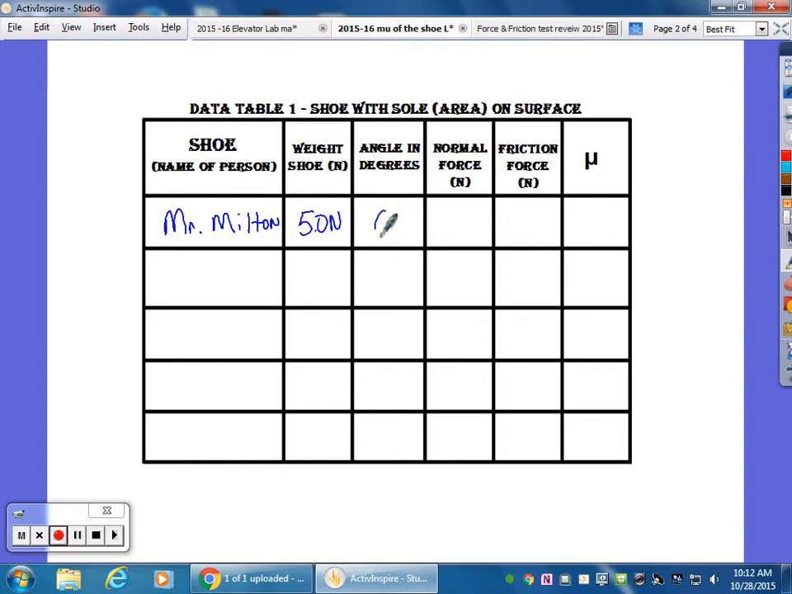We're not doing any angles on this lab, so you can cross this out on all of them. Some years we have the students do angles, but we're not doing that this year. In terms of the normal force, all you have to remember is that the force mg, which is your weight, is equal to the normal force. So this number is going to go over here. Doesn't get any easier than that.